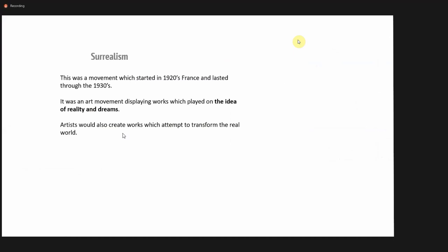So Surrealism followed Dadaism. Surrealism is another art movement, pioneered by Dadaism, right? This was a movement which started in the 20s in France and lasted through the 90s, and Surrealism is still in practice in several art forms. It was an art movement displaying works which played on the idea of reality and dreams. Artists would also create works which attempt to transform the real world.